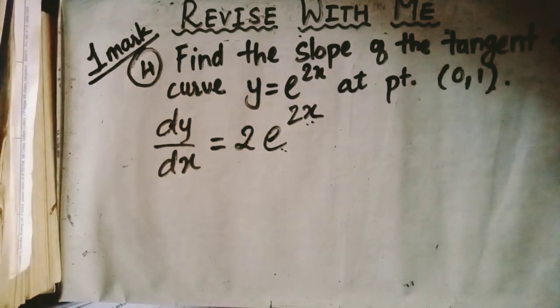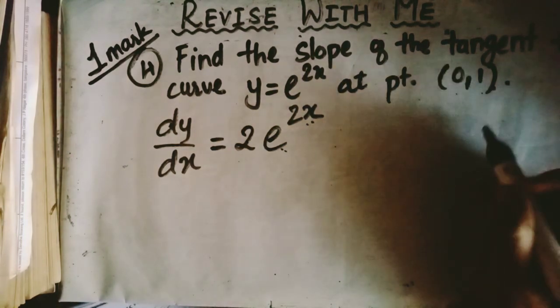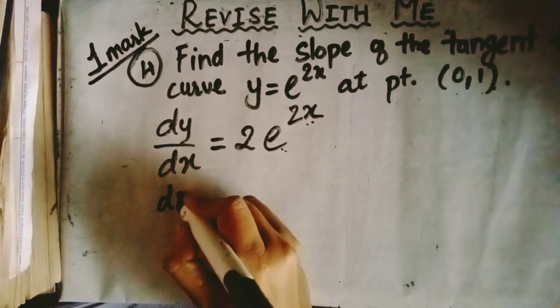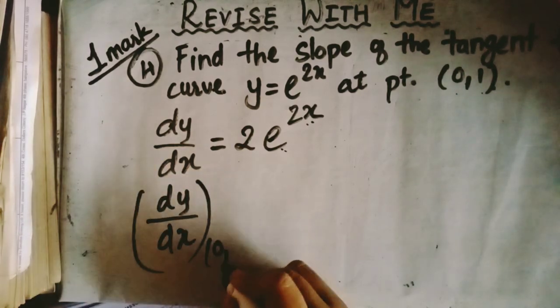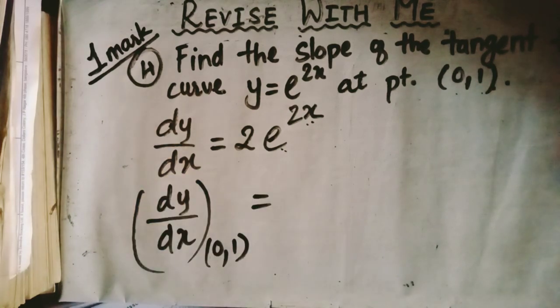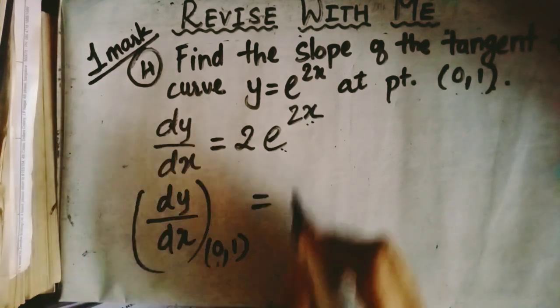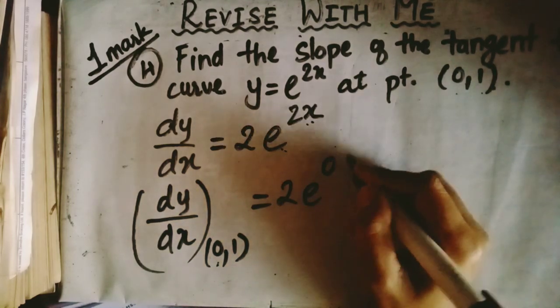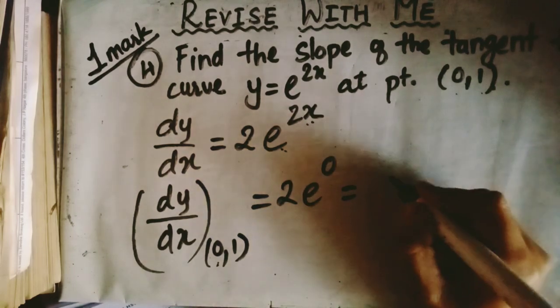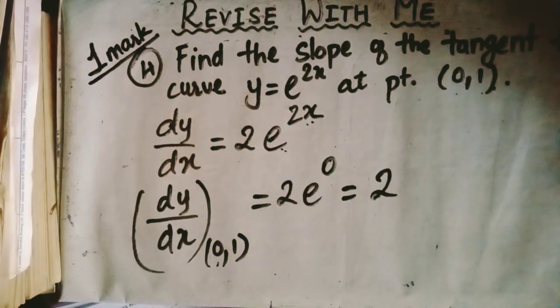Now you have to find the slope at the point 0, 1. So you have to substitute x and y. Your x value is 0. So 2 e raised to 2 into 0. E raised to 0 is 1. So your answer is 2.